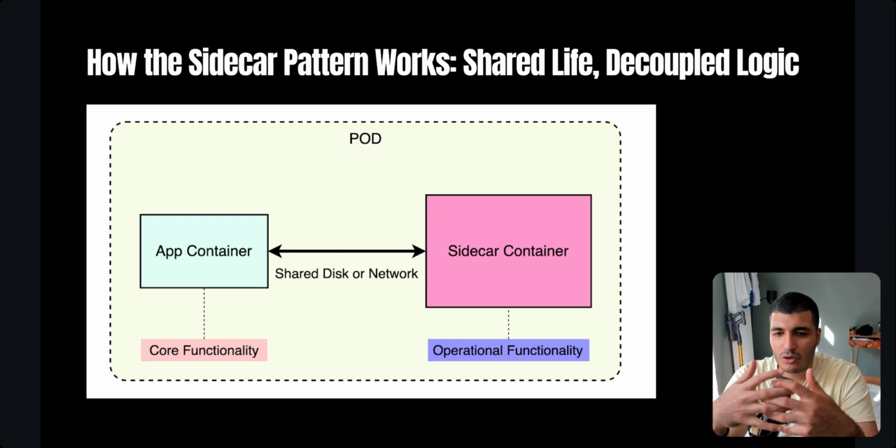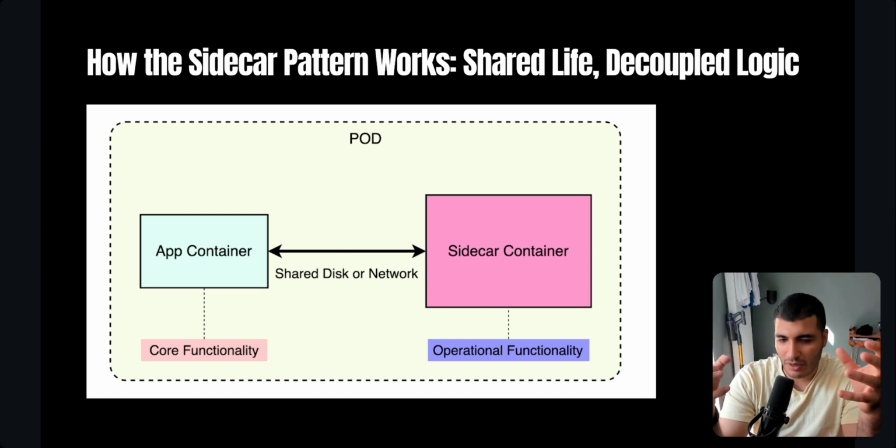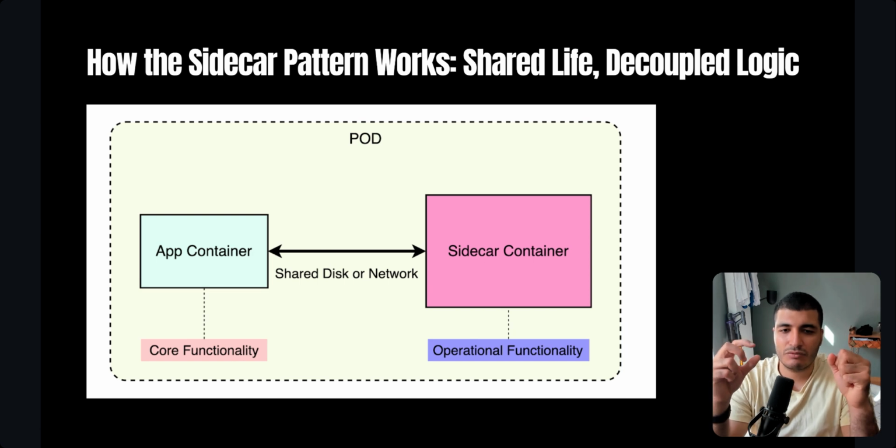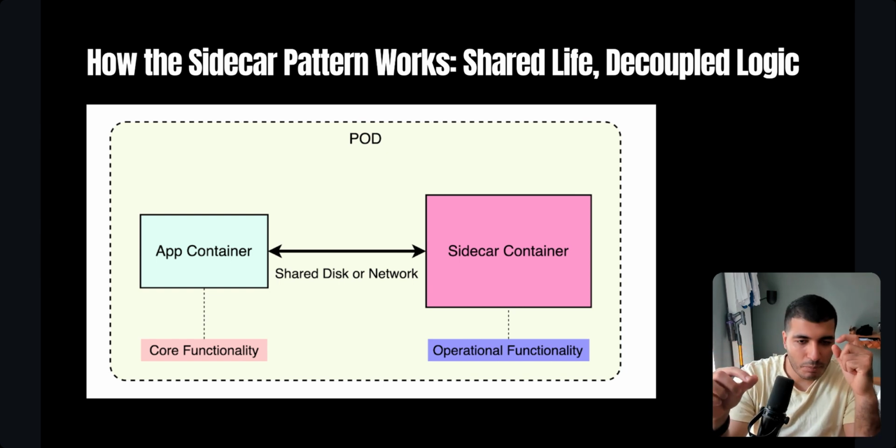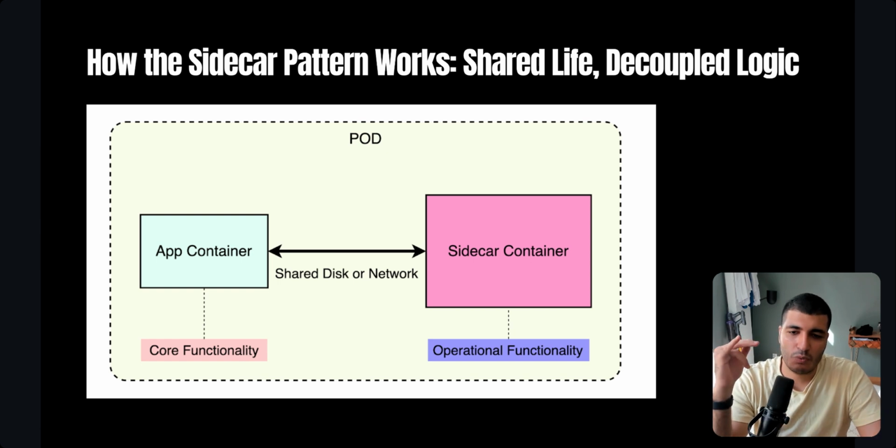Also, we have volumes. Basically, it's optional but common. They can share disk volumes, allowing the sidecar to read and write files that the main application produces or consumes. In terms of the life cycle, I would say they typically start and stop together. If the pod is killed, both containers within this pod are terminated.